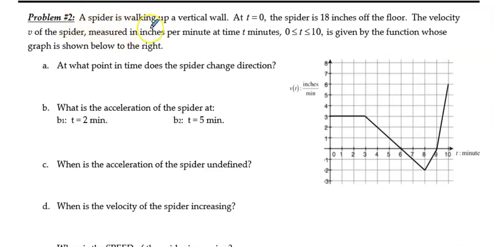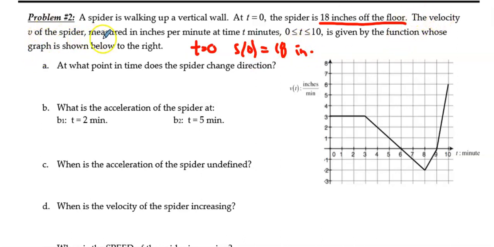But problem 2 says a spider is walking up a vertical wall. At time equals 0, the spider is 18 inches off the floor. Okay, so this is really important for this problem. So this is our initial, right? So our initial position. So at time equals 0, our position is 18 inches.